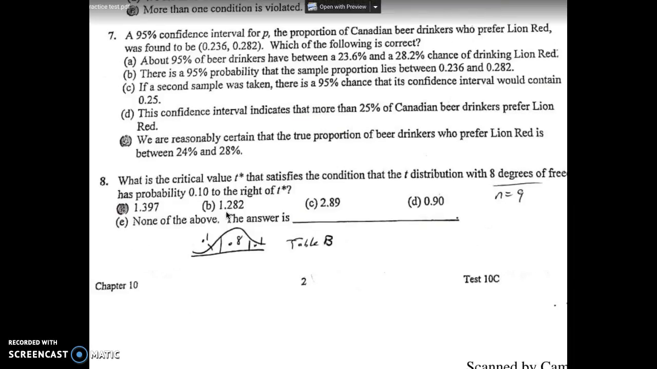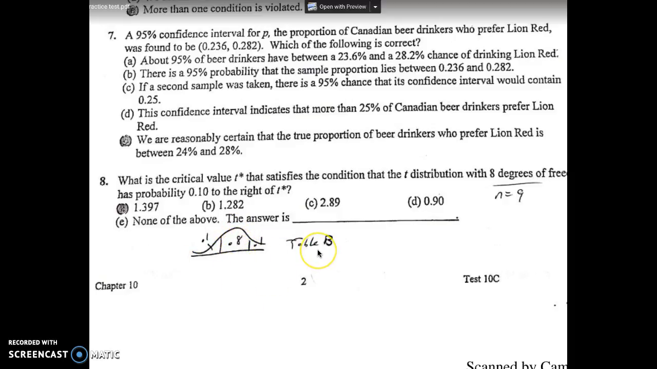Question 8. What is the critical value t star that satisfies the condition that the t distribution with 8 degrees of freedom has probability 0.10 to the right of t star? So if there's 8 degrees of freedom, that means n is 9, but you don't really need that to do this problem. If 0.1 is to the right, that means there was also 0.1 to the left of your interval. So there's 0.2 together on the outsides, which means your interval is 0.8.